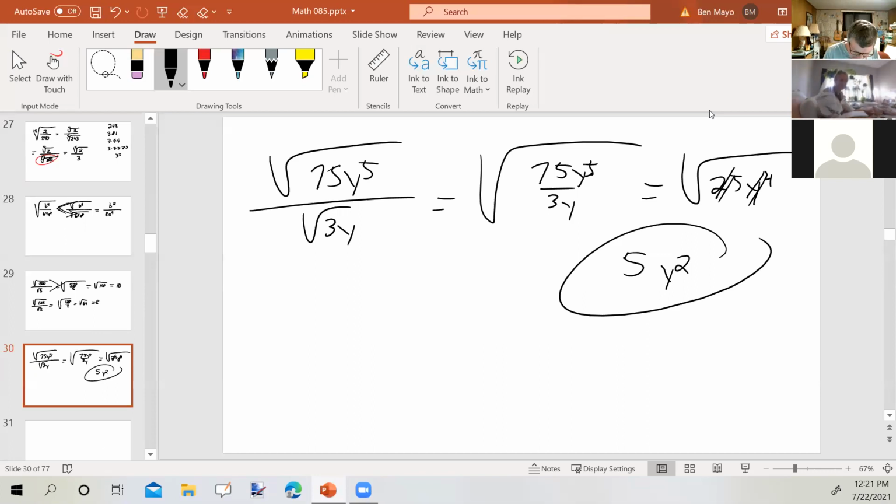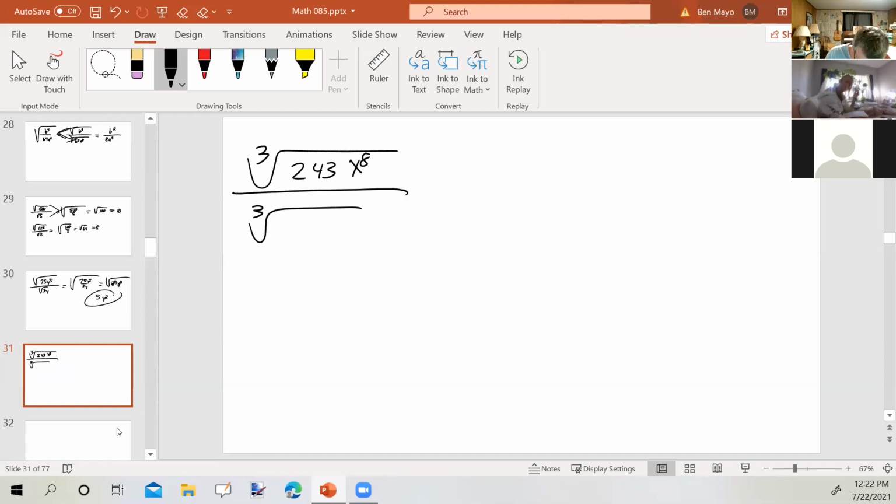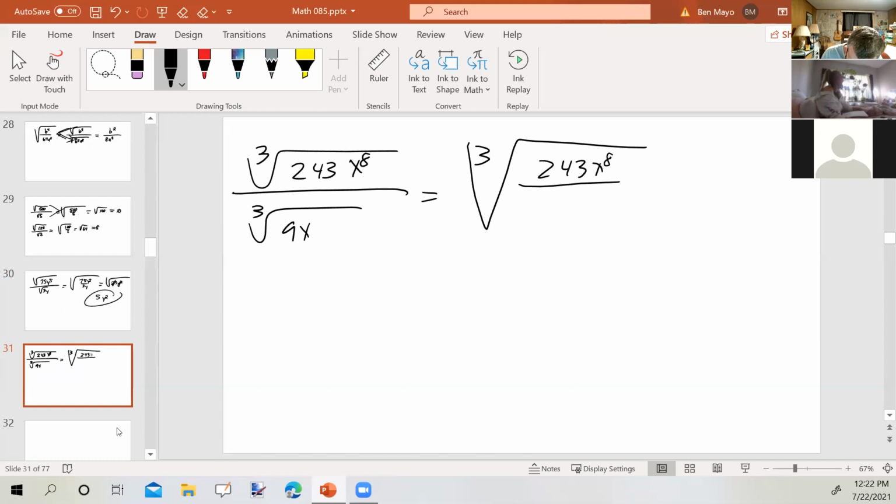All right, how about this one? The cube root of 243x to the 8th over the cube root of 9x. So that would be the cube root of 243x to the 8th over 9x. All right. Well, let's see. Does 243 divide by 9 evenly? 243 divided by 9. Yes, 27.